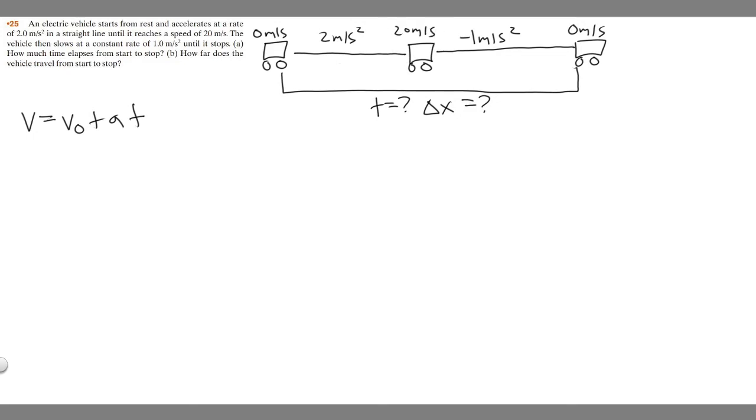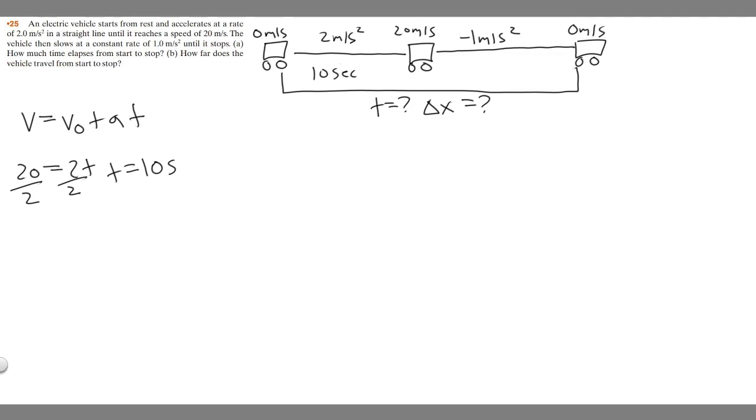So it's going to be 20 equals the initial velocity. And we know in the beginning it's not moving, so it's going to be 0 plus a. The acceleration during this time period is 2, so a is 2 times t. Essentially 20 equals 2t. If we divide by 2, t is going to be equal to 10. And it's going to be in seconds, because we're using seconds. So t equals 10 seconds. So I'll label this 10 seconds.